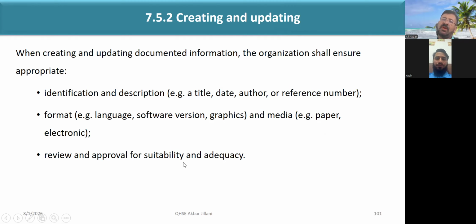Review and approval for suitability and adequacy. Approval means top management approval. Now let's see internal training. You conduct the training, a TBT, or some internal training. You do not need a sign from the top management. Only skip your sign, and that's it.